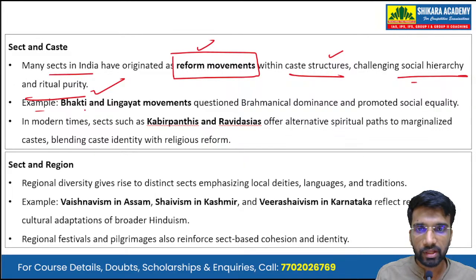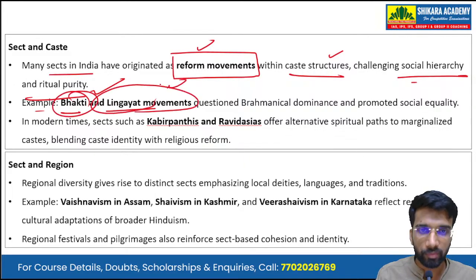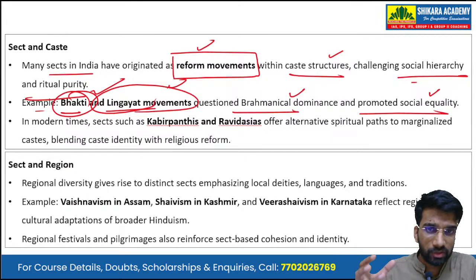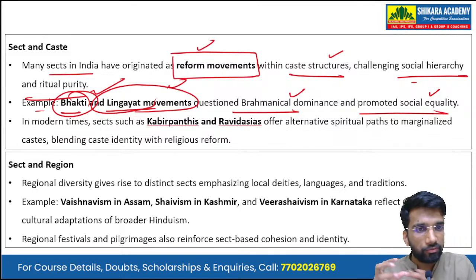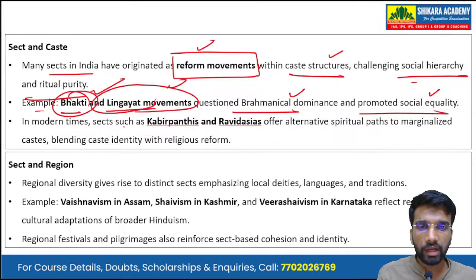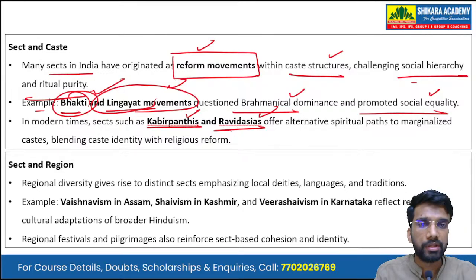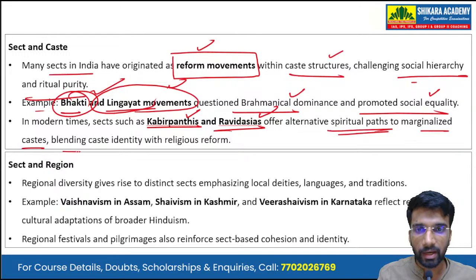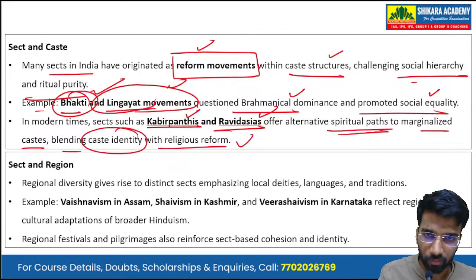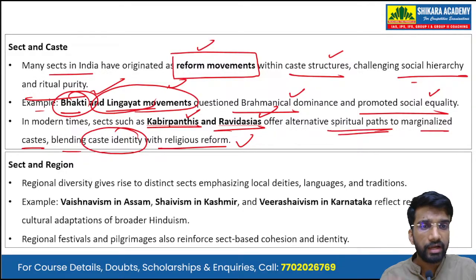We can give the example of the Bhakti as well as the Lingayat movements. They questioned Brahmanical dominance and promoted social equality, the Lingayat movement particularly in the state of Karnataka. These are important examples of sects separating themselves from the caste. In modern times, we have sects like the Kabir Panthis and the Ravidasis, who also offer alternate spiritual paths to the marginalized castes, blending caste identity with religious reform.